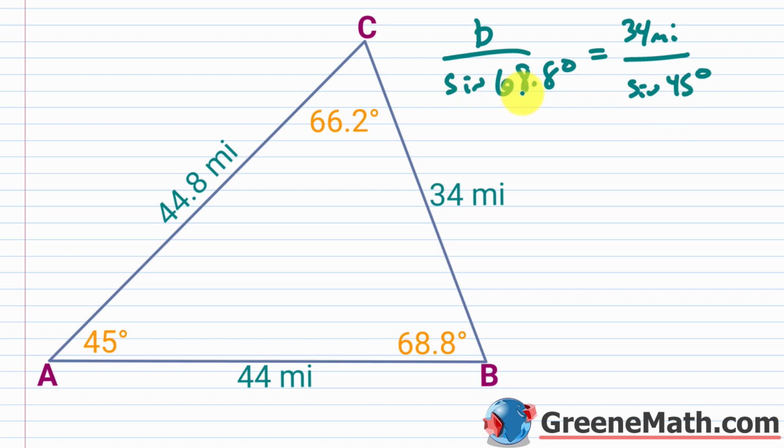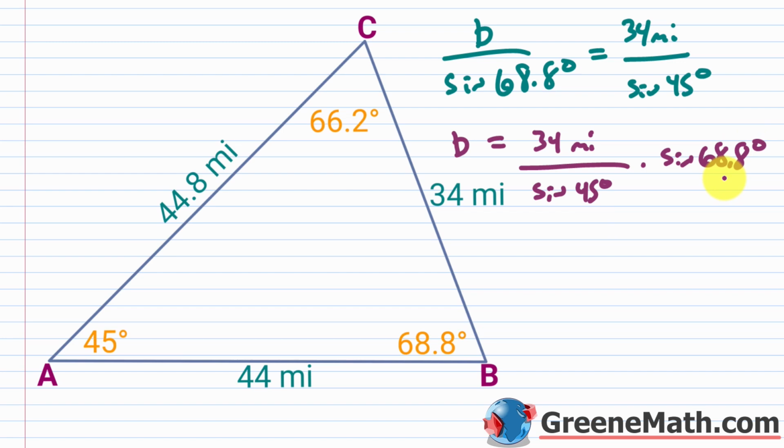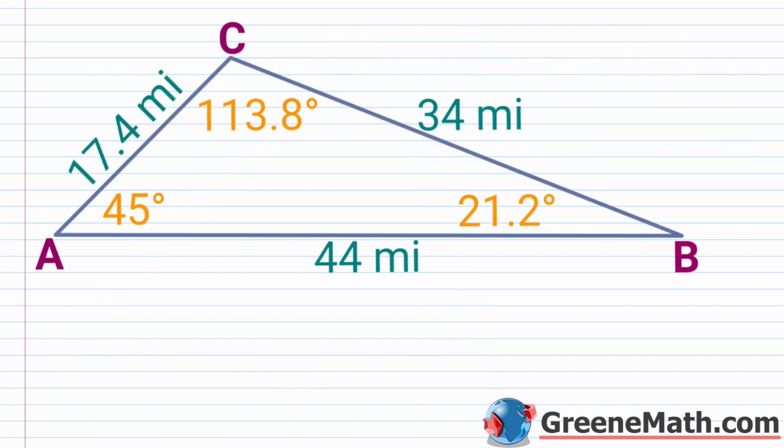So you're going to end up multiplying both sides by the sine of 68.8 degrees. So let's say that the length of this side B here is going to be equal to 34 miles over the sine of 45 degrees times the sine of 68.8 degrees. So if you punch that into your calculator, you get about 44.829, so on and so forth. I'm just going to round that to the nearest tenth and say it's about 44.8. So that's where we're getting this 44.8 miles here. Again, the length of this side B. Looking at the other triangle that is possible, the measure of this angle A is 45 degrees.